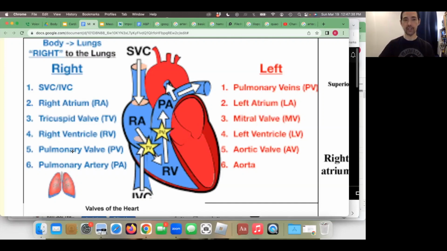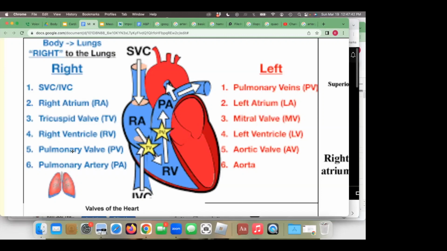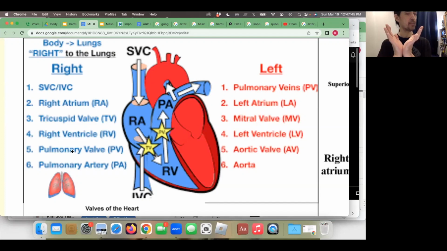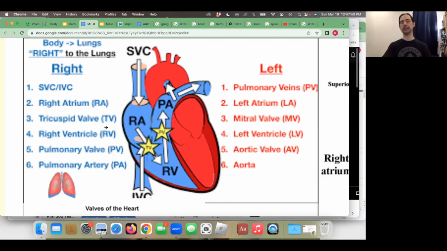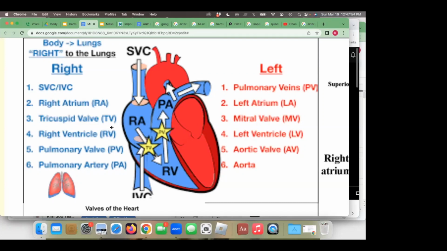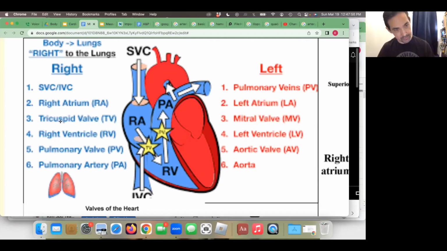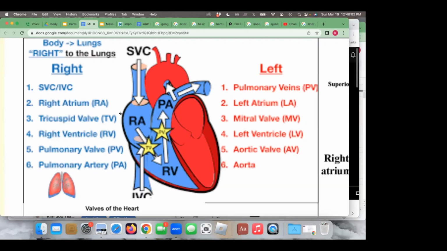So which one is on top, the atrium or the ventricle? Atrium. And which one is on the bottom? Ventricle. The ventricle, good. What's the name of the valve between them, the atrium and ventricle, right here on the screen? Tricuspid valve. That's right.